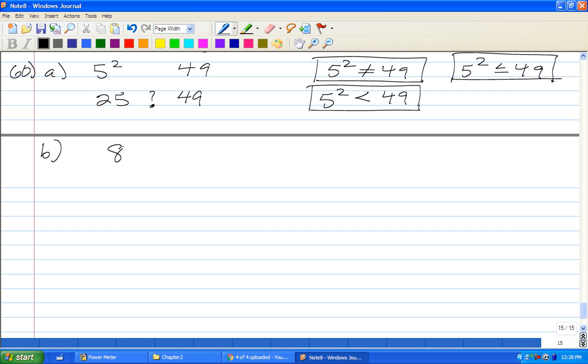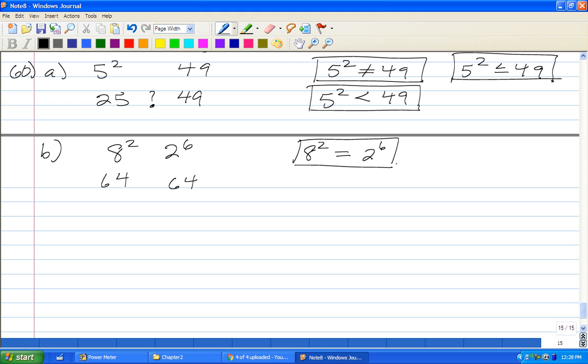8 squared, 2 to the 6. Well, 8 squared is 64. 2 to the 6, well, that's also 64. 2 times 2 is 4, times 2 is 8, times 2 is 16, times 2 is 32, times 2 is 64. And so, yes, 64 is equal to 64.